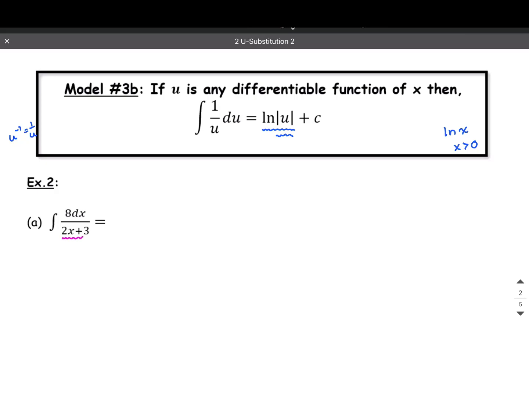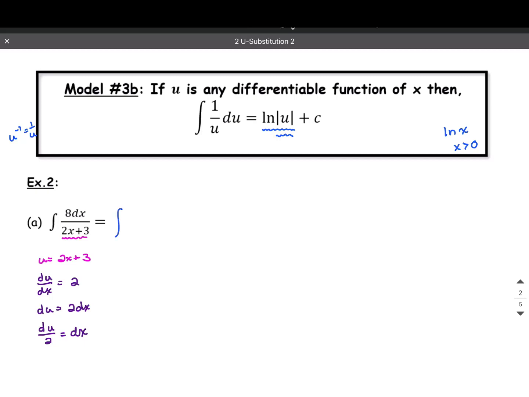So if we look at this example, 8 dx over 2x plus 3. Our denominator is 2x plus 3, so that's our u. When we take the derivative, du dx, the derivative of 2x plus 3 is 2, so I'm going to multiply both sides by dx, and then I'm going to divide by 2, so du over 2 equals dx. So now we're going to make the substitutions.